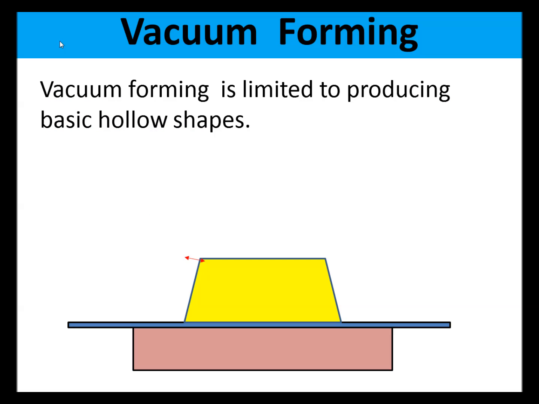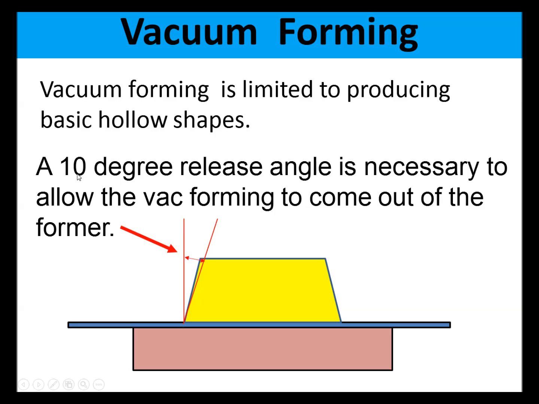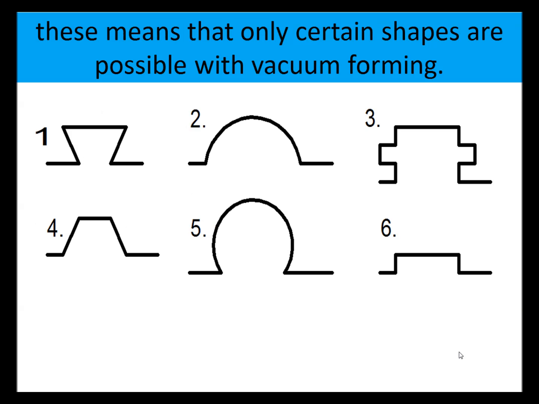Vacuum forming is limited to producing basic hollow shapes. If we look at this shape here, the yellow shape is an ideal vacuum forming shape, and the reason for that is that it has a 10-degree release angle. This angle in here is just slightly exaggerated, and it needs to be included in any shape of any product that's vacuum formed. This means that only certain shapes are possible with vacuum forming.